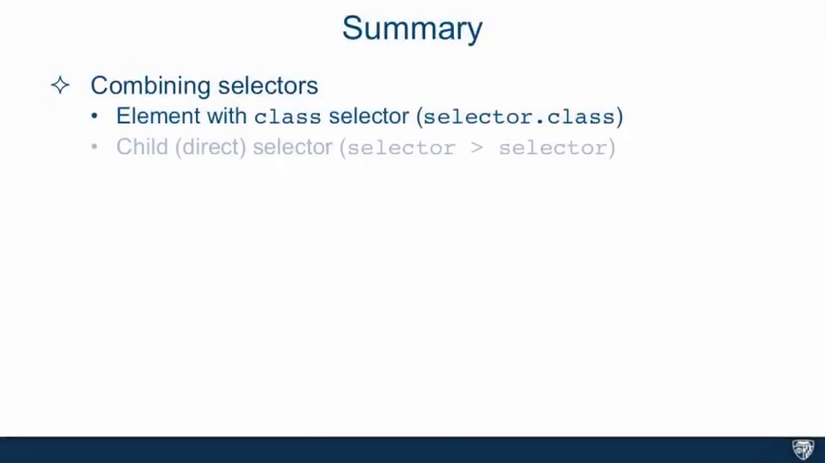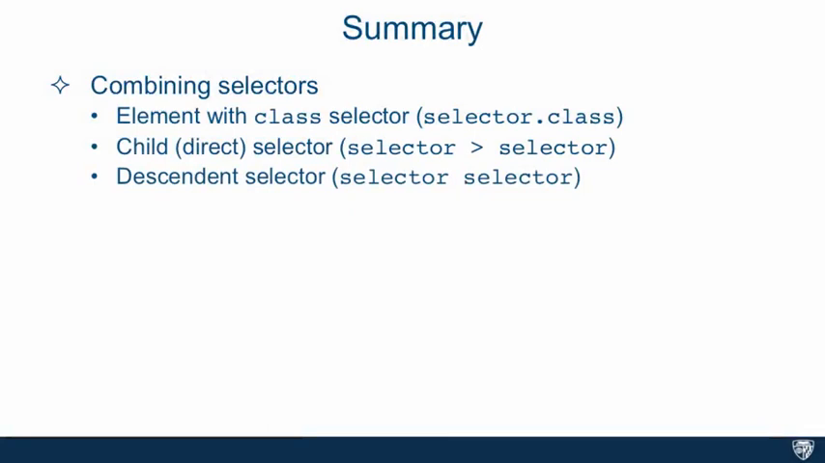So to summarize, we looked at different ways of combining selectors. We looked at element with class selector, which is a selector without a space followed by a class definition. We looked at the child direct selector, which is a selector with an angle bracket followed by another selector. And we looked at a descendant selector, which is a selector with a space followed by another selector. And notice that I'm using the word selector, not necessarily element, just to remind you that it doesn't have to be an element. It could be any selector that is used in combination with another selector.